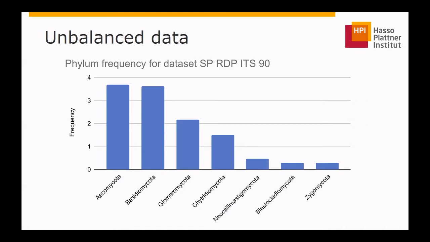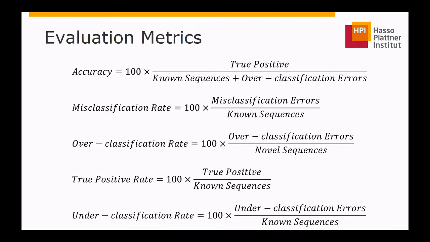Another important aspect to mention about these datasets is that they are very imbalanced. Here in this plot, which is in log scale, we can see that the phyla Ascomycota and Basidiomycota are much more abundant than all the others for the dataset with 90% identity. Similar patterns can be observed in the other datasets.